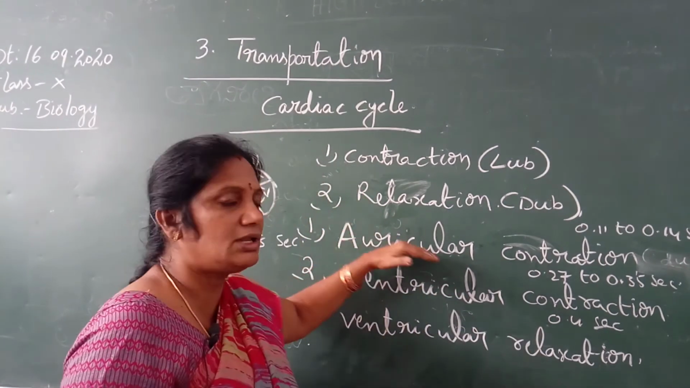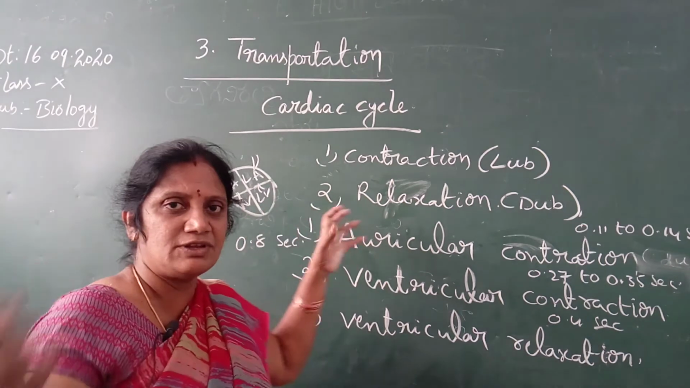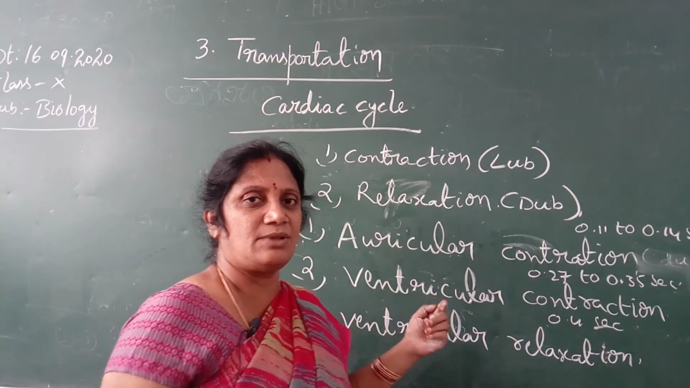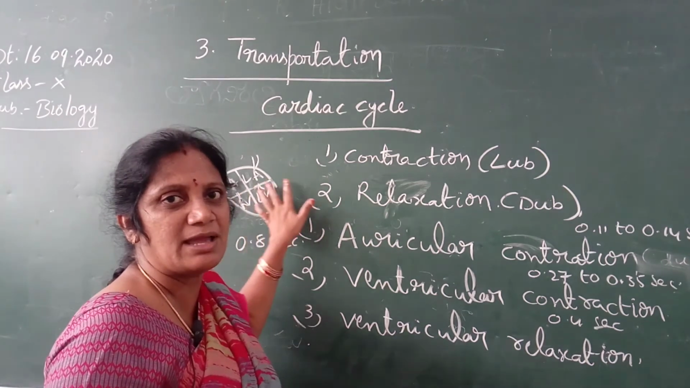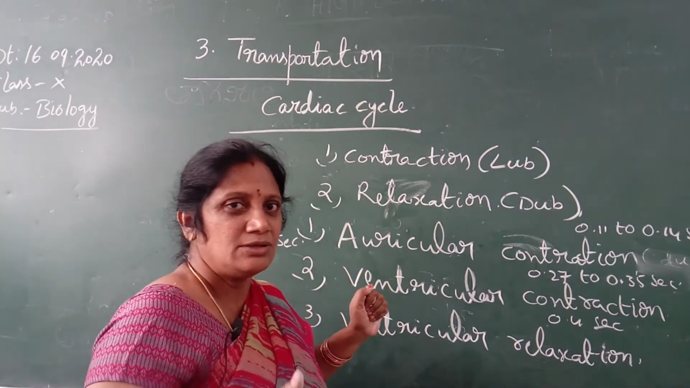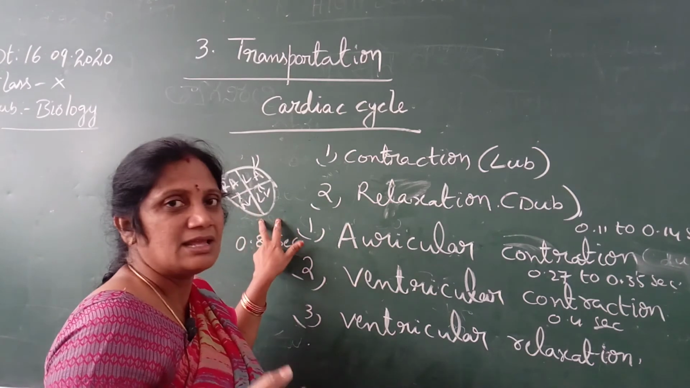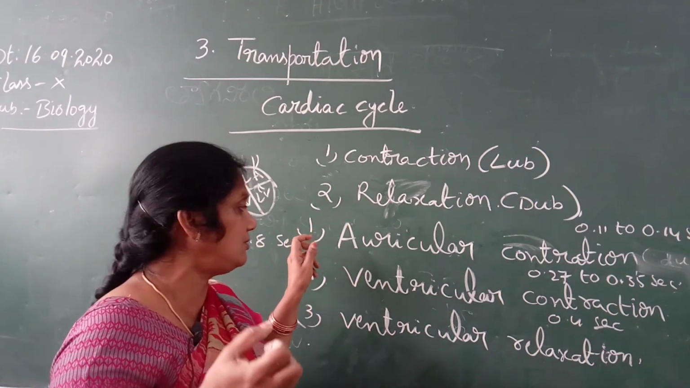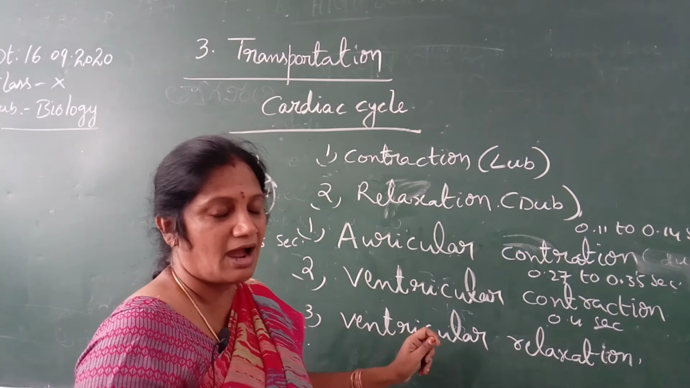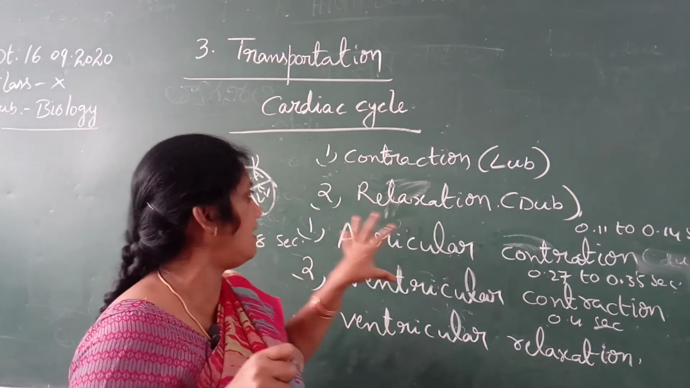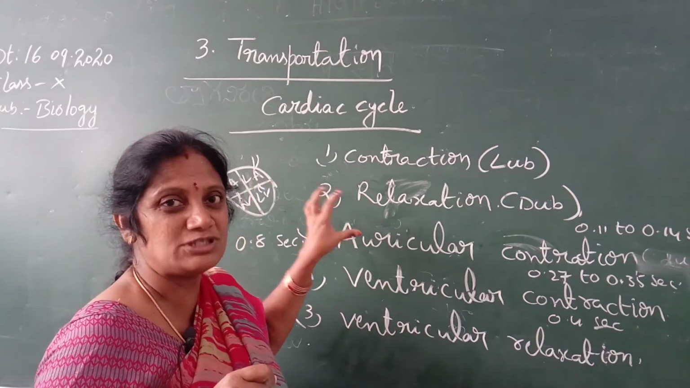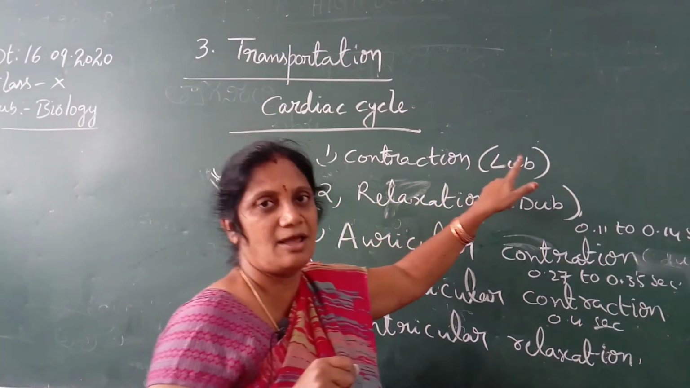During auricular contraction, both the auricles contract and the blood enters the ventricles. At that time, the tricuspid valve and bicuspid valve get closed. When the ventricles contract, the blood, instead of entering the arteries, wants to go back. So it will hit the valves forcefully. The sound is called lub.